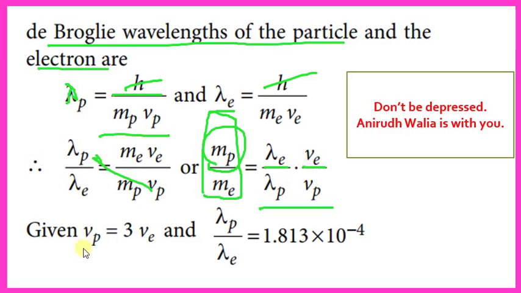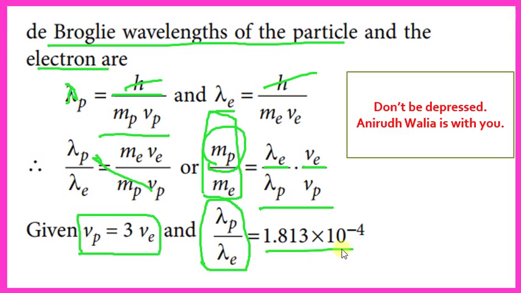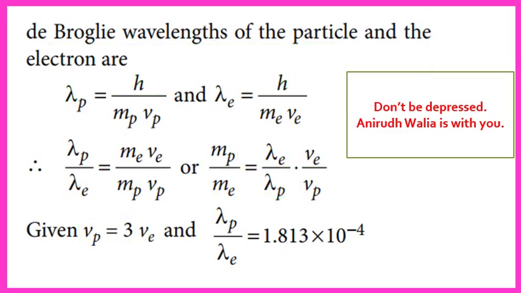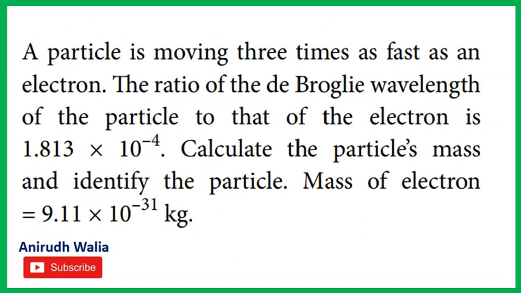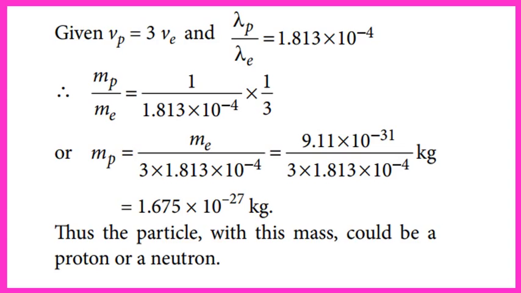Now it is given that vp equals 3 times v. The velocity of the particle is 3 times the velocity of the electron, and the ratio of lambda of the particle to lambda of the electron, lambda p by lambda e, is 1.813 into 10 to the power minus 4. Just substitute the values, and me is given as 9.11 into 10 to the power minus 31. If you substitute these values, you will get mp upon me as such.